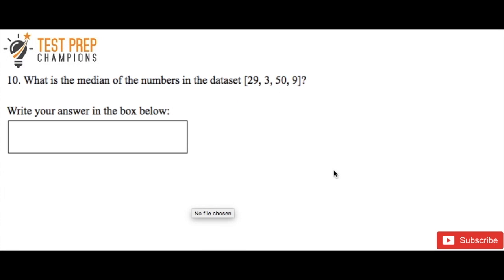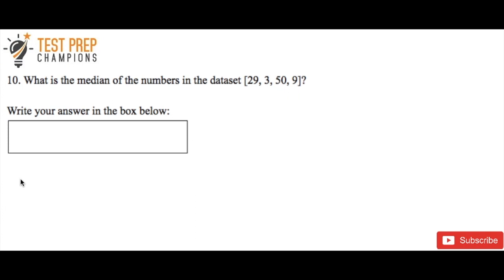Okay, question 10 is, what is the median number in the data set 29, 3, 50, and 9? So what we just did was we were finding the mean or the average. So now we're going to find the median here. And so go ahead, you know the drill, give this the old college try, pause the video. Okay, hopefully you had a chance to try this out now.